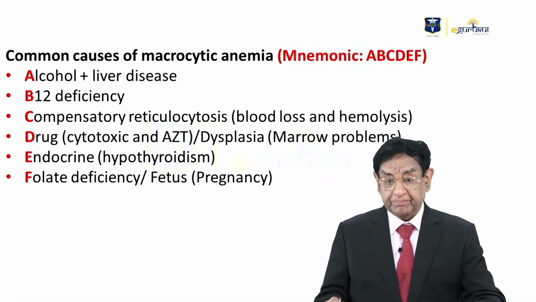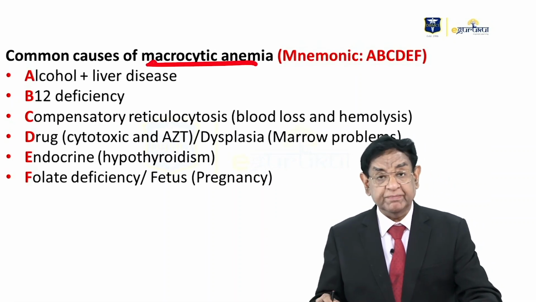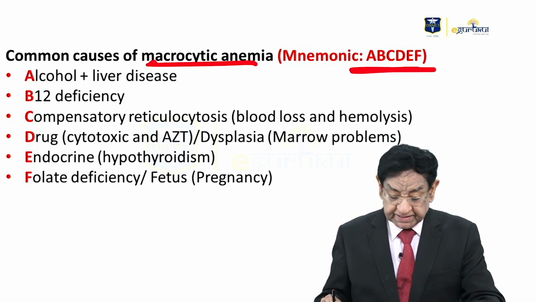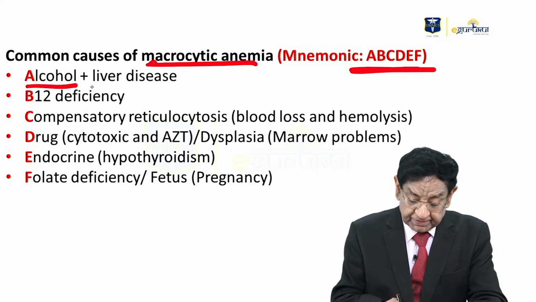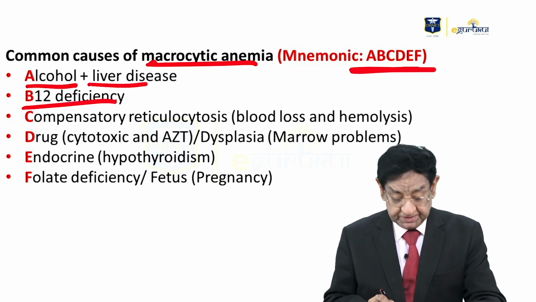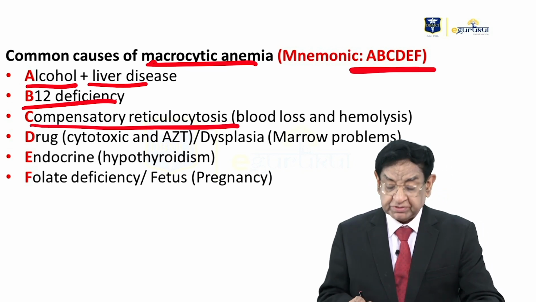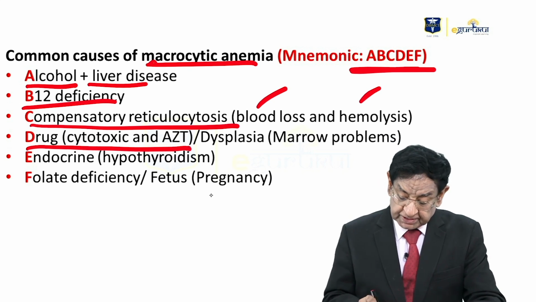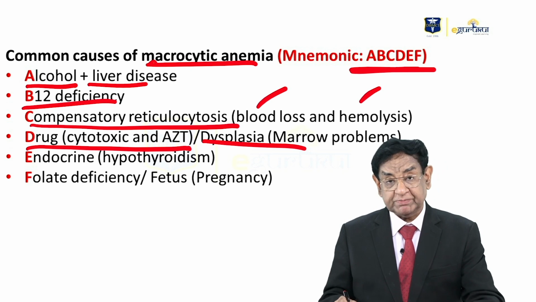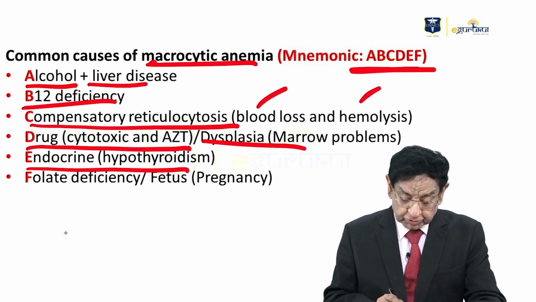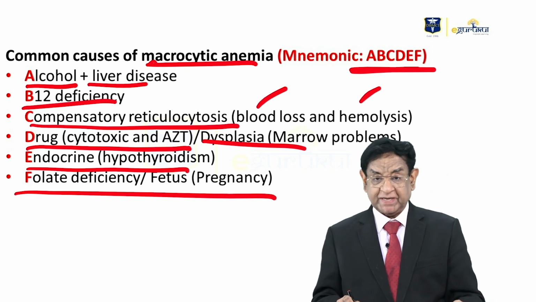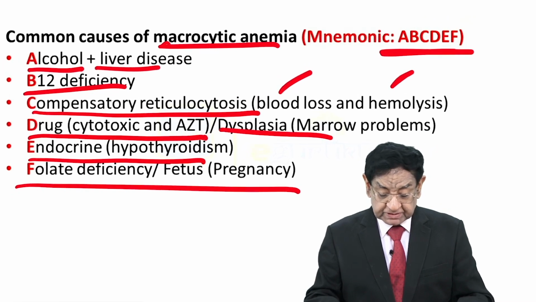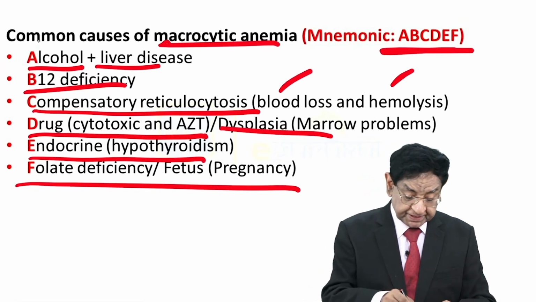Now, what are the common causes of macrocytic anemia, whether it is normoblastic or megaloblastic? The mnemonic is A, B, C, D, E, F. A for alcohol, liver disease. B for B12 deficiency. C for compensatory reticulocytosis, which occurs in blood loss or hemolysis. D for drugs, cytotoxic, or dysplasia, bone marrow dysplasia. E for endocrine, hypothyroid, and F for folate deficiency or fetus, pregnancy. Lovely mnemonic to remember the causes of macrocytic anemia. Okay, A, B, C, D, E, F.